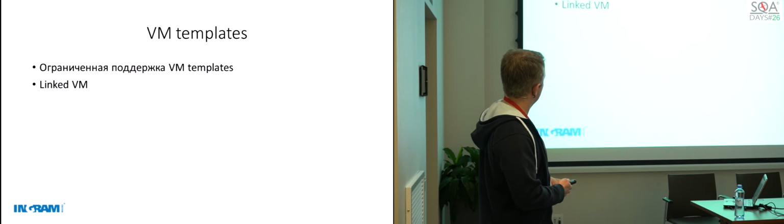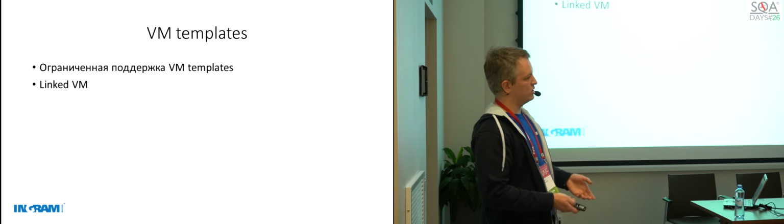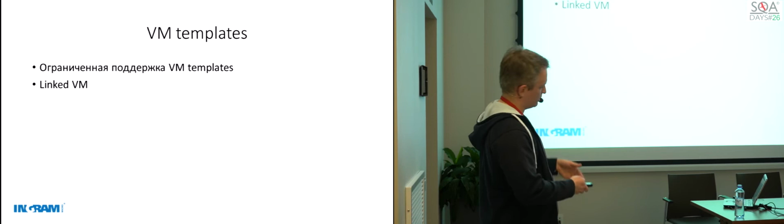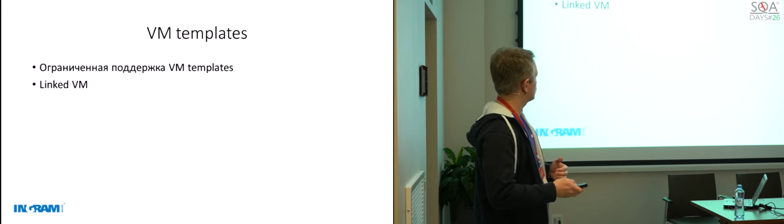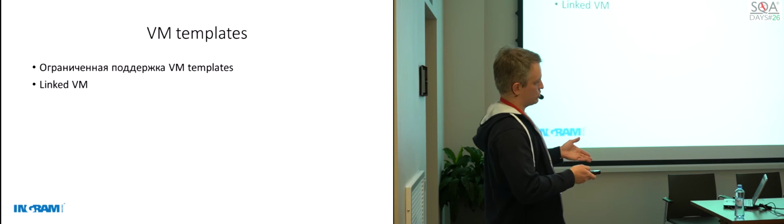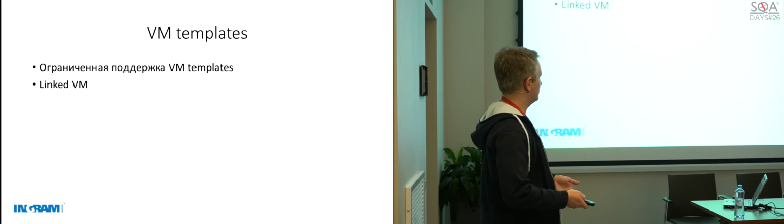And also VM templates can be used in so-called linked VM configuration. When you deploy this or that machine, you don't need to copy many megabytes of the image and then work with it, you just make a snapshot of the image, of the template, and the virtual machine is built on this snapshot. For example, when we deployed, we saved a lot of time, many hours, because earlier it took 40 minutes just to copy the data.